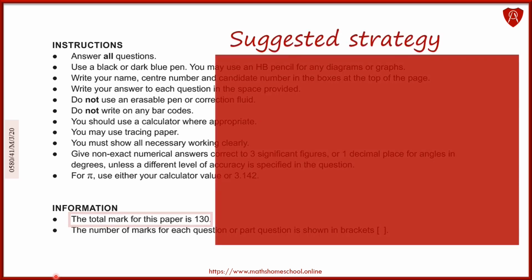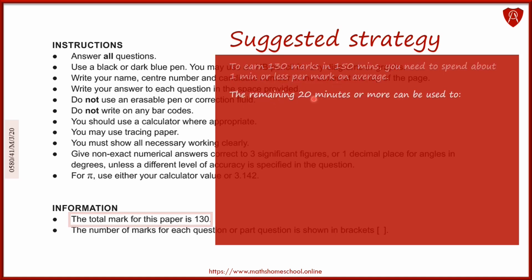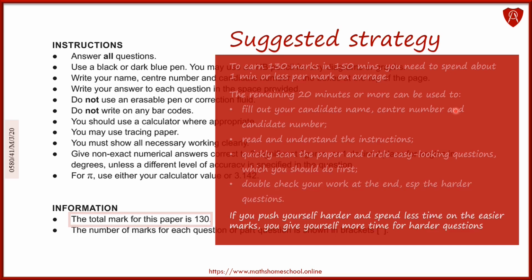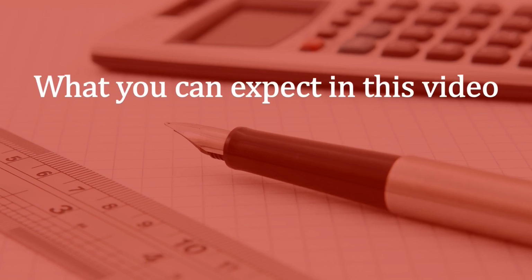To help with time management, this is our suggested strategy. To earn 130 marks in 150 minutes, you need to spend about 1 minute or less per mark on average. The remaining 20 minutes or more can be used to fill out your candidate name, center number, and candidate number, and read and understand the instructions. Quickly scan the paper and circle easy-looking questions which you should do first. Double-check your work at the end, especially the harder questions. If you push yourself harder and spend less time on the easier marks, you give yourself more time for harder questions.